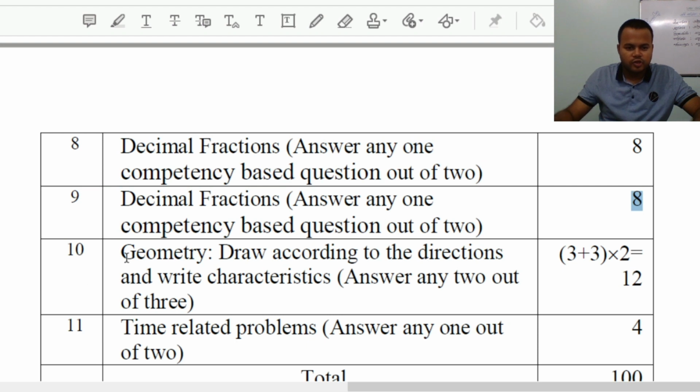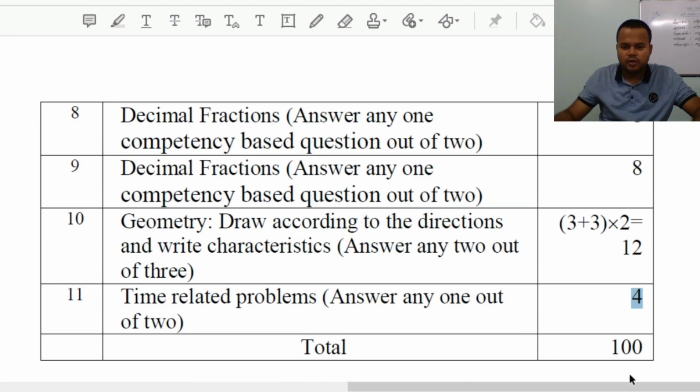8. And number 10, geometry, draw according to the direction and write characteristics. You have to answer any 2 out of 3. So you are given 3 and you have to answer 2, and here total marks is 12. Number 11, time related problems, and you have to answer any 1 out of 2 and marks will carry 4 marks here. So here is in total 100 marks. I hope all of you have understood this.